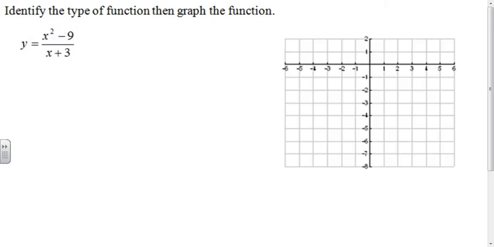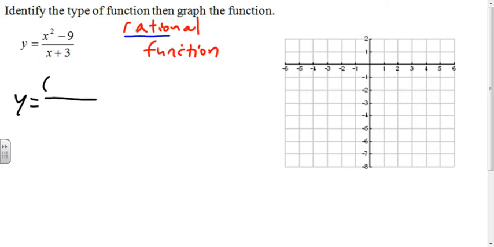All right, in this case, looks like we have a polynomial on top and a polynomial on bottom. So we know that this is a rational function. It's easy to remember rational because it has the word ratio right in it. So these create a ratio. So first thing to do with rational functions is always see if we can factor them. We can factor our numerator, because it is the difference of squares, into x plus 3 and x minus 3. The bottom is already factored as much as it can be for us.